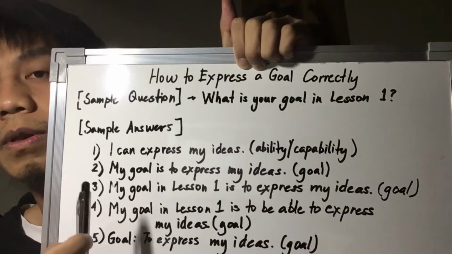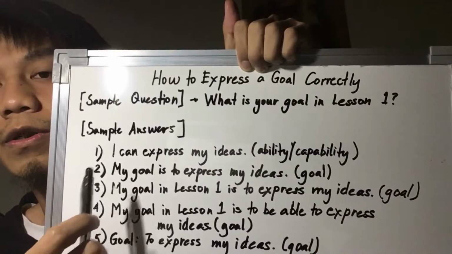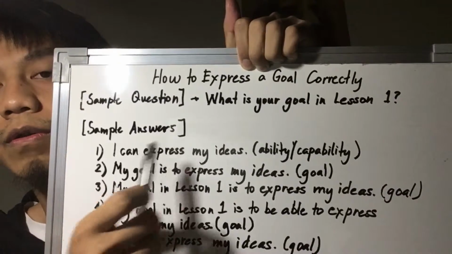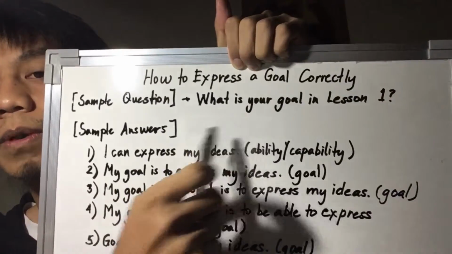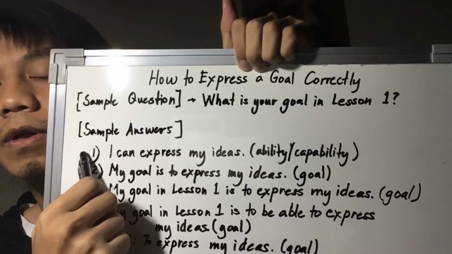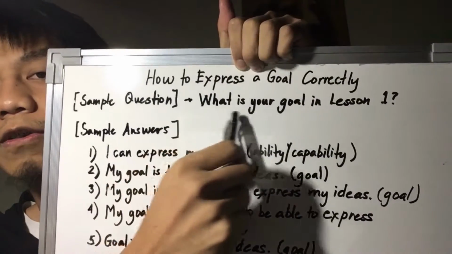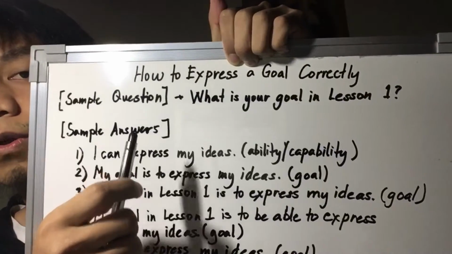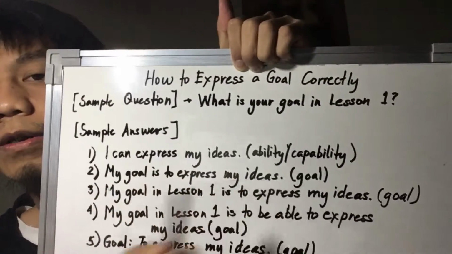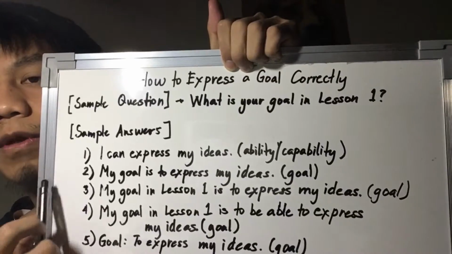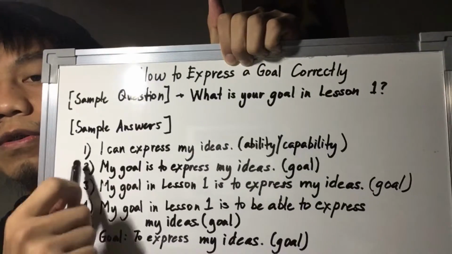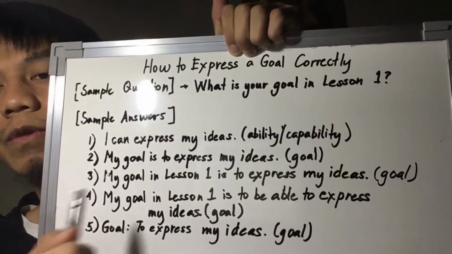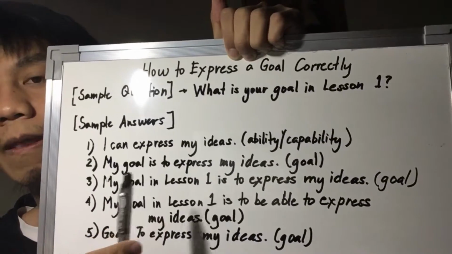So if you're a Japanese speaker and you're studying English, then stop using this kind of answer for this kind of question because answer number 1 doesn't answer this question. Okay, let's repeat the question. What is your goal in lesson 1? So you should say something like these answers, numbers 2, 3, 4, and 5.